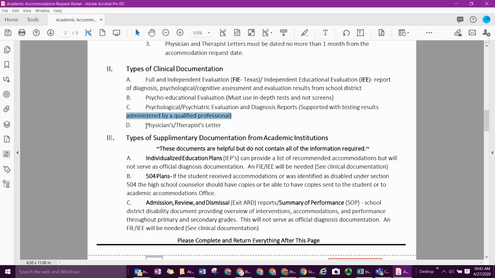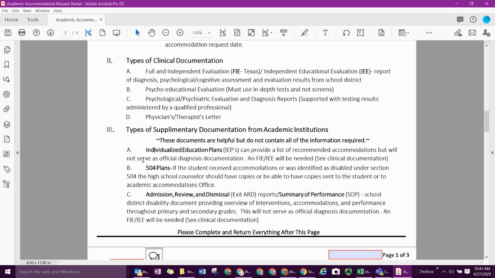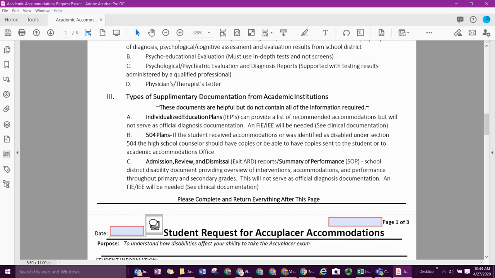Another type of documentation is a physician's or therapist letter. This all depends on the nature of the disability. Third and final category, types of supplementary documentation for academic institutions. These documents are helpful but most of the time do not contain all the information required.